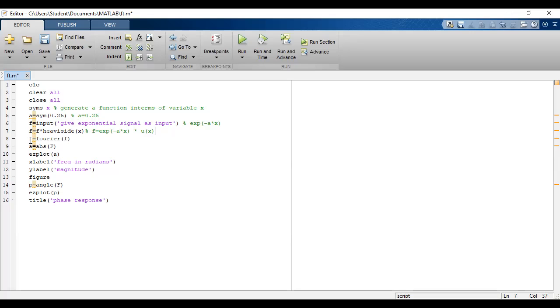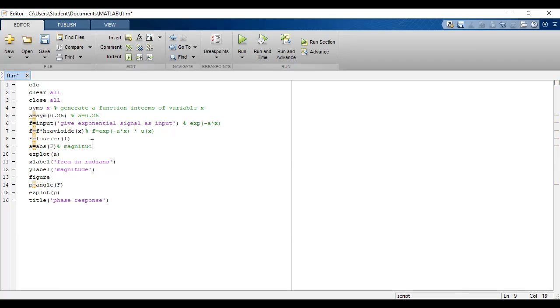So now capital F, observe here, capital F is the Fourier keyword I am using. Fourier of this total input signal, F equal to exp of minus ax into u. So that transformed signal will be now in capital F. So I have to separate its magnitude and phase now. A variable I have declared, a equal to absolute of capital F, means magnitude spectrum. This is for magnitude.